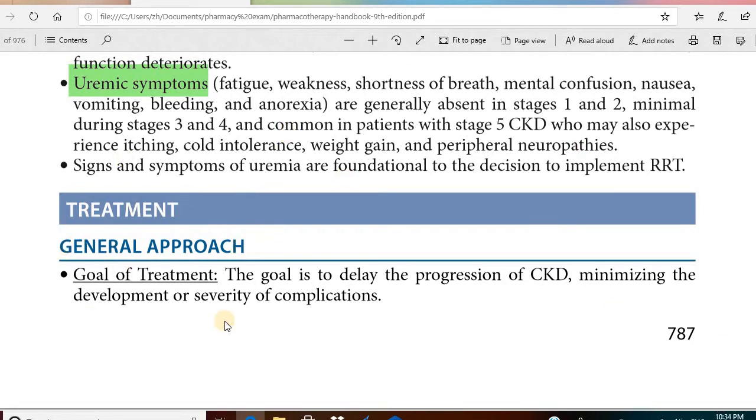The treatment. Treatment includes a general approach. What is the goal of the treatment? The goal is to delay the progression of CKD, minimizing the development or severity of complications. So if the patient is a CKD patient, your treatment goal is to delay its progression.